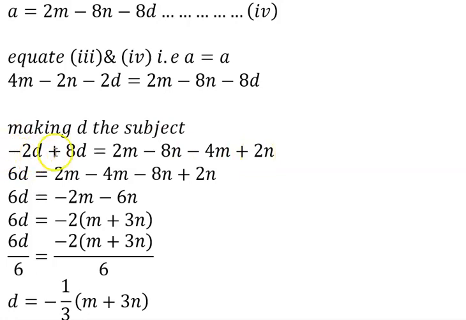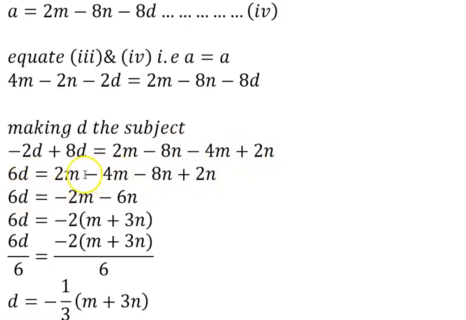So let's go. Minus 2D plus 8D is just like saying 8 minus 2. So minus 2D plus 8D will give us what? 6D. Equals, let's bring our M together. We have 2M here minus 4M. Look at it, 2M minus 4M. We have minus 8N, and we have what? Plus 2N. Awesome. So we have this here already.